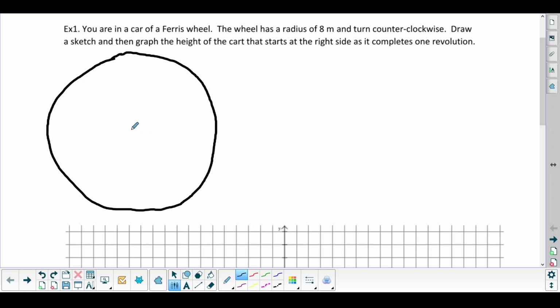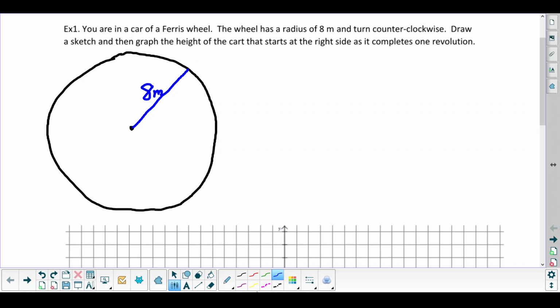Okay, so circles have centers, so let's draw a dot for the center of our circle. And this circle, this Ferris wheel, has a radius of 8 meters. So to refresh your memory, a radius is this distance from the center to the outside. Diameter is twice that. So it's the distance from one edge through the center to another edge. So maybe we'll draw a little line here. Say this is 8 meters.